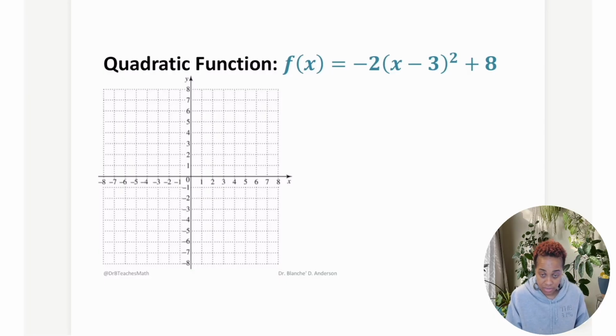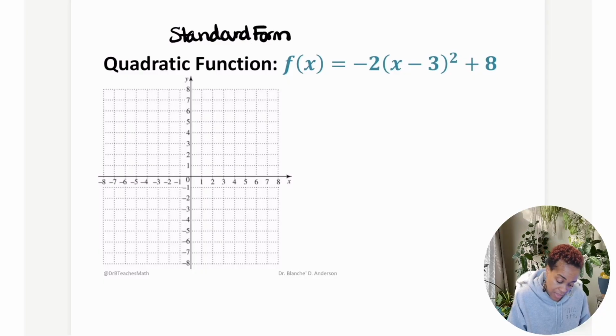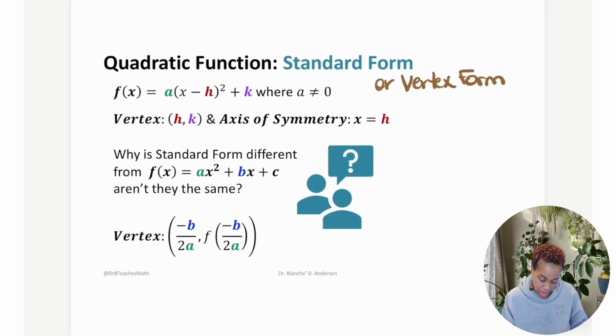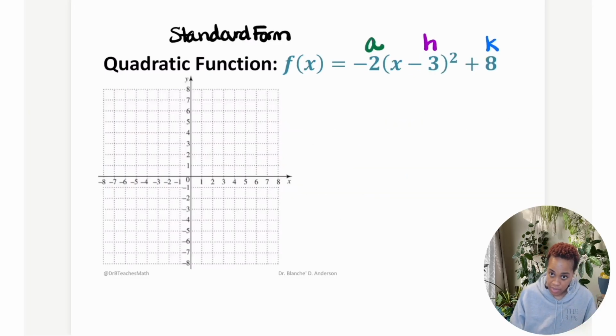What form is this in? Good. This is standard form. Matter of fact, let me come over here. This is standard form or vertex form, right? And then if I were to label everything, this is my A. Sorry. This is my A, right? This is my H. And this is my K. Because remember, standard form, if I go back, looks like this, right? Good. So that's my A, that's my H, that's my K.